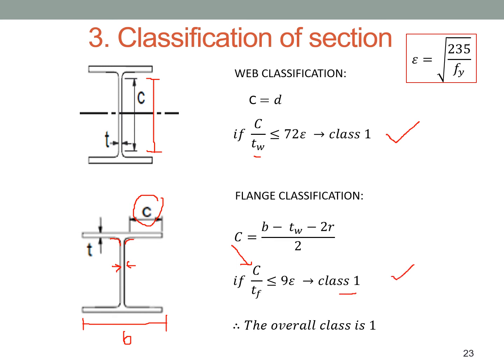Okay, so if both web and flange are class 1, then automatically the overall class is class 1. Let's say you get web is class 2, and then you get flange class 1, then the overall will be class 2. Okay, alright, so that's all for classification of the section.